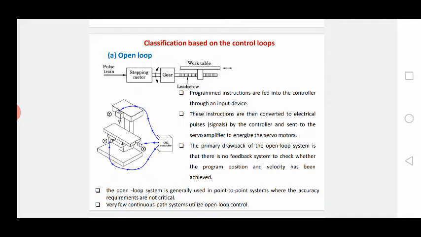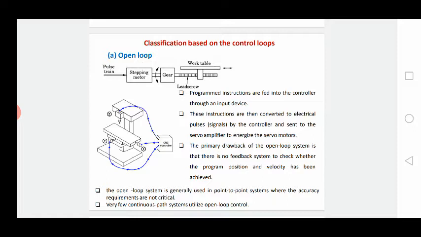The main problem here is that the primary drawback of the open loop system is that there is no feedback system to check whether the programmed position and velocity have been achieved. We can't get feedback on whether the instructions we gave were achieved or not. In an open loop system, it is just one way. We give the commands, the controller decodes them and gives signals to the actuators, and those actuators get actuated and do the job. We won't get any feedback here. It is just one way.